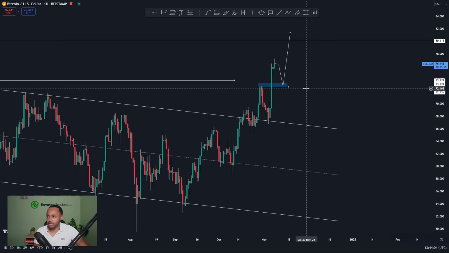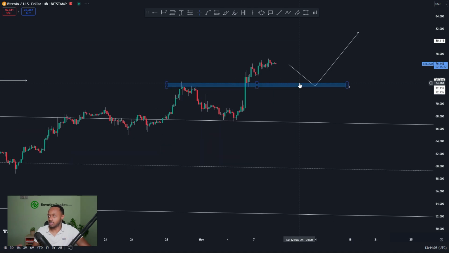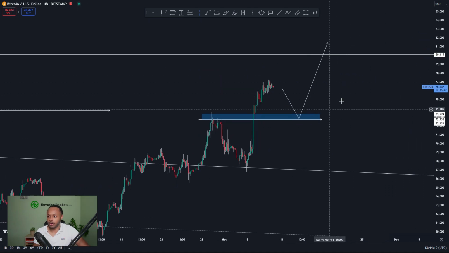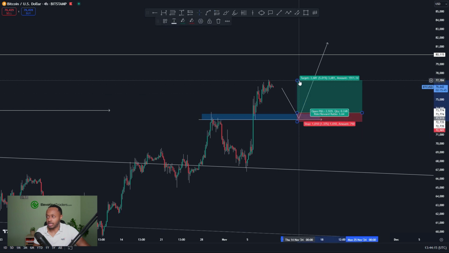So keep an eye on the retest around 73k. That looks like a nice place to enter some longs and then ride the wave. So that is definitely my bias going to next week for Bitcoin. Keep an eye on that level.